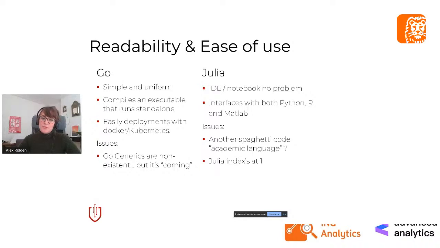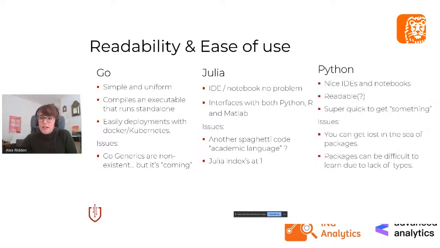One of the most unfortunate things about Julia is that it indexes at one. I don't know why they made that decision, but it's something that I still struggle to forgive them for. And Python, so nice IDEs. I put readable with a question mark, and I'll come to that in the issues. But I think there's no doubt that it's super quick to get something. Now, the challenge for me is that I don't need to just get something. I need to get something that I can reliably productionize relatively swiftly. And I think that's where I get the overhead of Python sometimes.